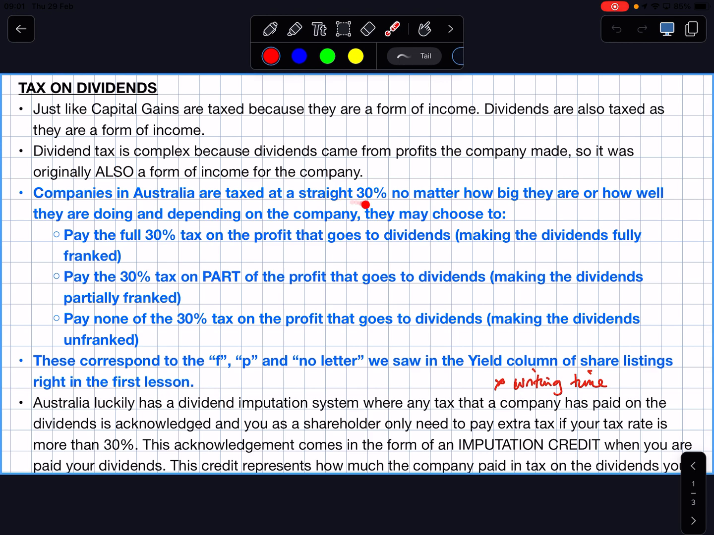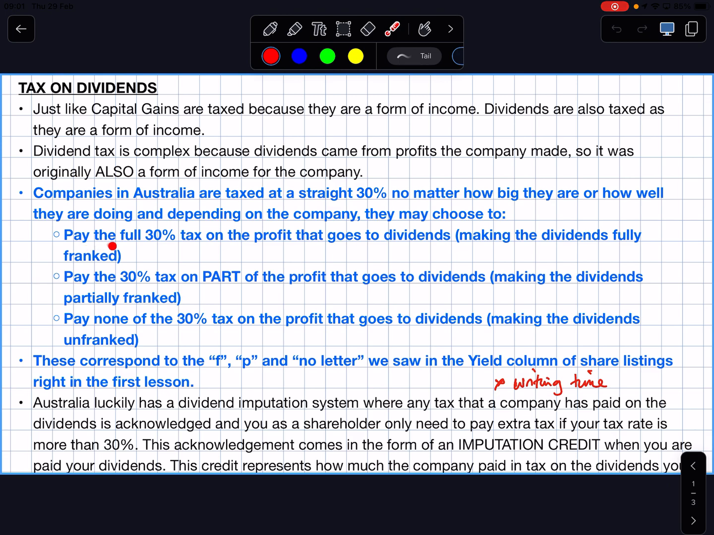Now, they're going to be taxed 30%, but depending on the company, they might choose to do one of three things. They might pay the full 30% tax on the profit that they're sharing as dividends, and that makes the dividends fully franked. So you might remember back to lesson 1 when we looked at the yield column of your shares. When you looked at yield, it had these little letters, F, P, or no letter. We didn't talk any further about that. I just said P means partial, F means franked. I didn't actually teach you what that meant. Today, you're learning what that means.